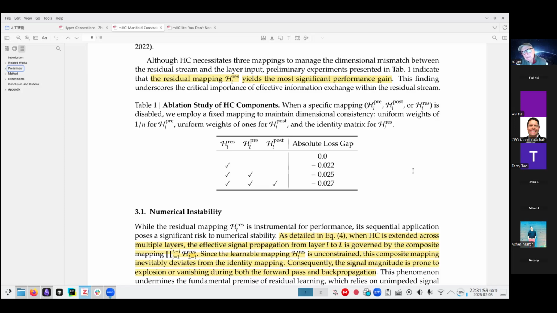If they're pulling H pre and H post out, what does that mean? Does that mean they just use, oh, maybe it says it right up there, uniform weights of ones for H post. Yeah.